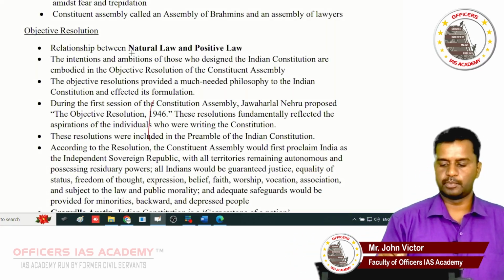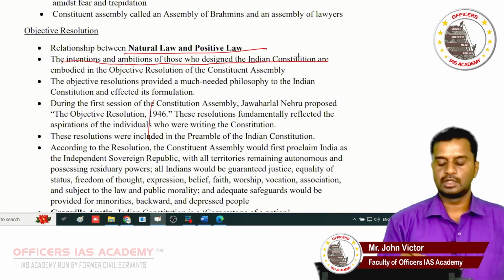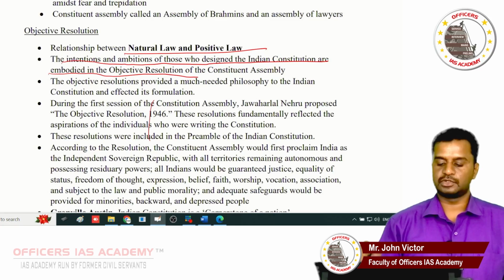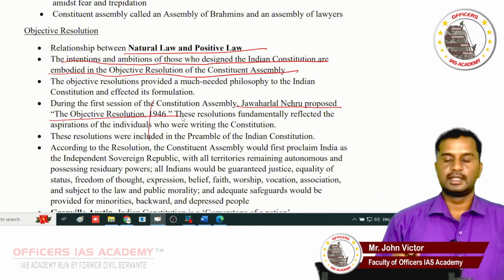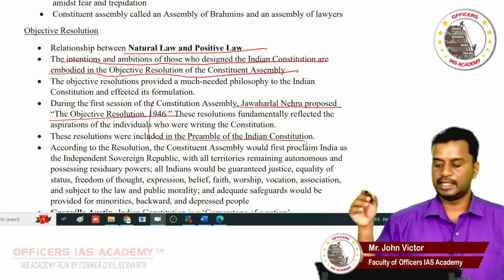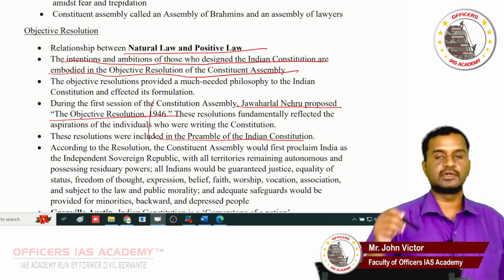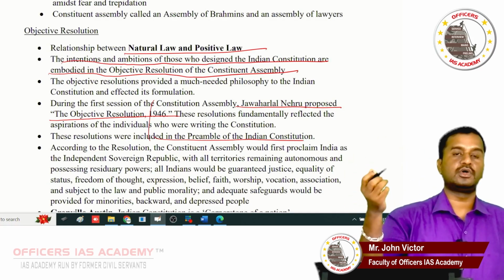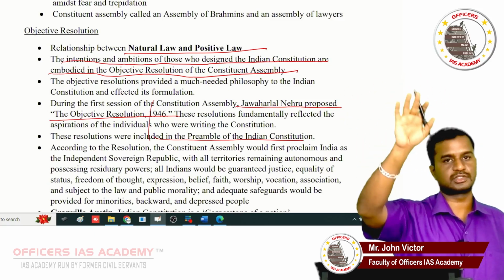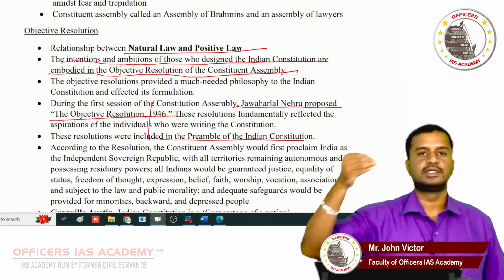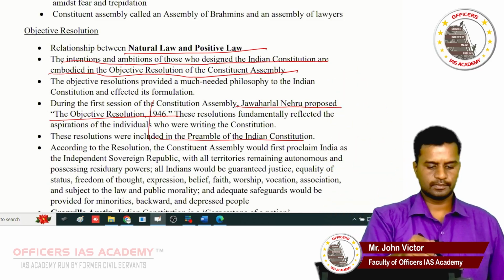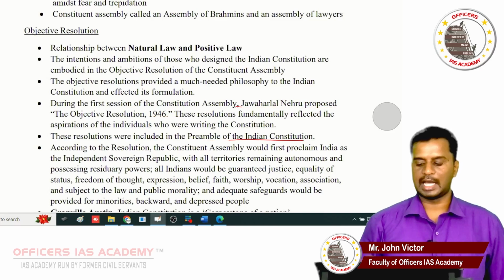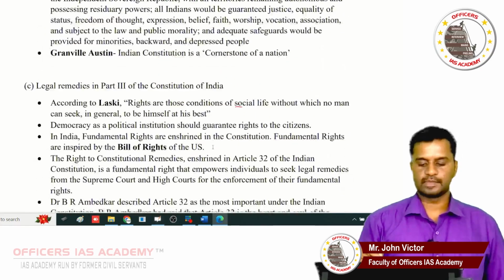Then explain natural law and positive law. The intentions and ambitions of those who designed the Indian Constitution are embodied in the objective resolution submitted by Jawaharlal Nehru in 1946. The resolution was included in the preamble of the Indian Constitution. So the objective resolution actually contributes to constitutional morality, which we discussed in the last answer. So all concepts are interrelated: objective resolution, positive law, natural law, constitutional morality. That is why the Supreme Court upheld that the preamble is a part of the Indian Constitution.